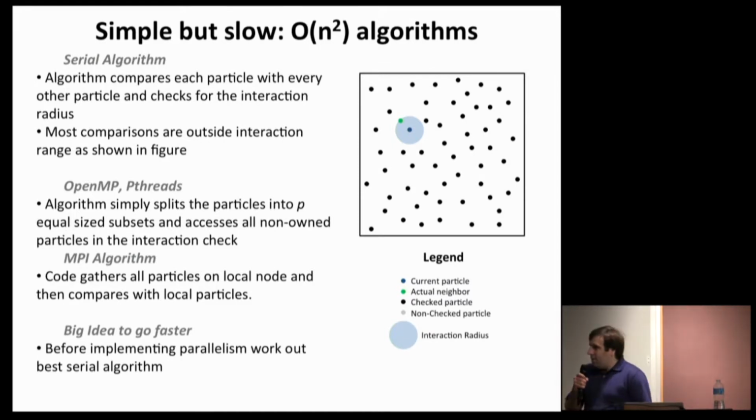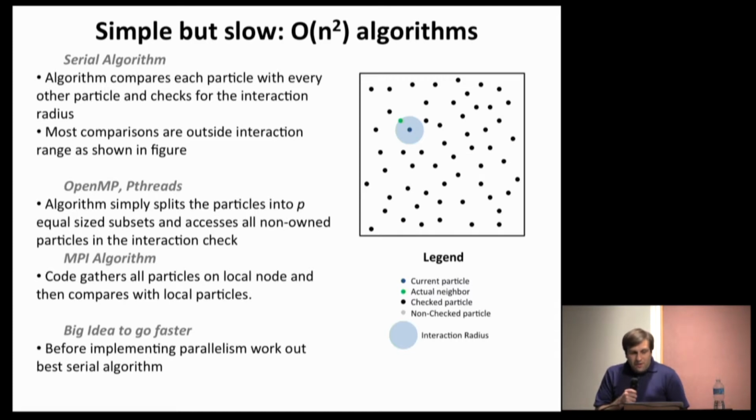So let's first talk about the algorithms that we gave you. We gave you serial, MPI, OpenMP, and pthreads implementations. Now, what do all of these do? All of these compare every single pair of particles, so they have O(n squared) interactions. And for the particle that you can see there in blue, even though it only has one neighbor, I have to check all of the different particles in order to figure out what the interactions are. And most of the comparisons are way outside the interaction radius.